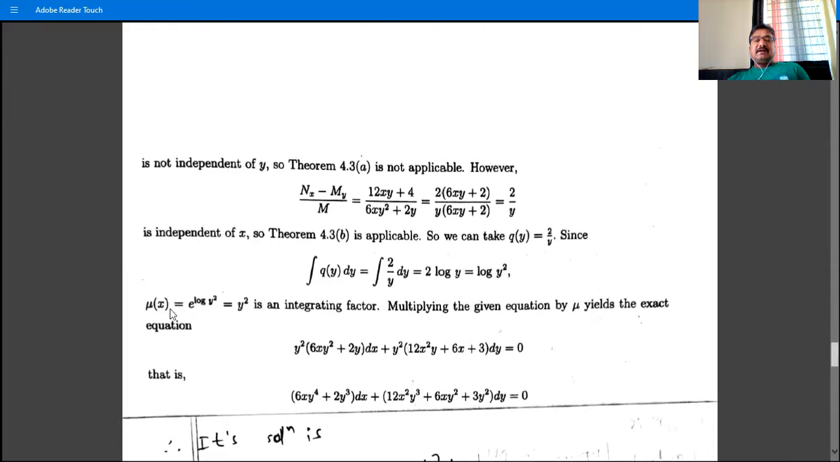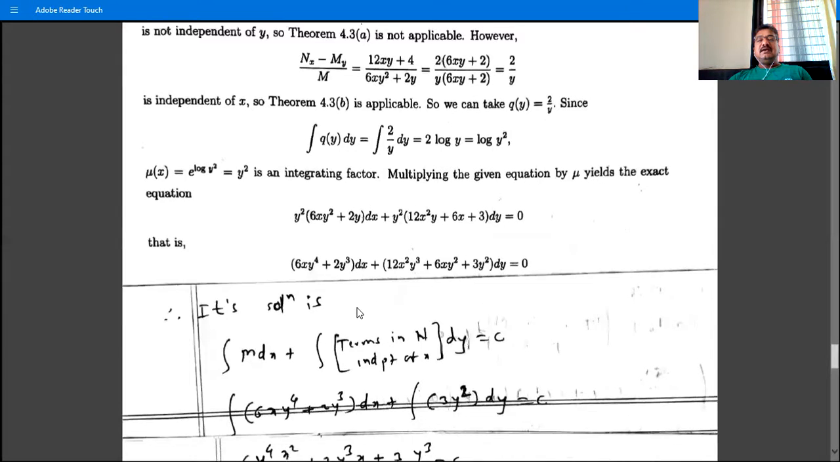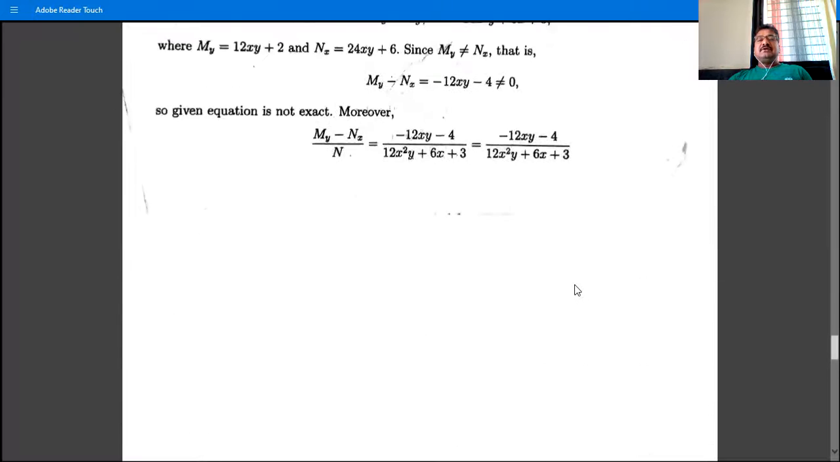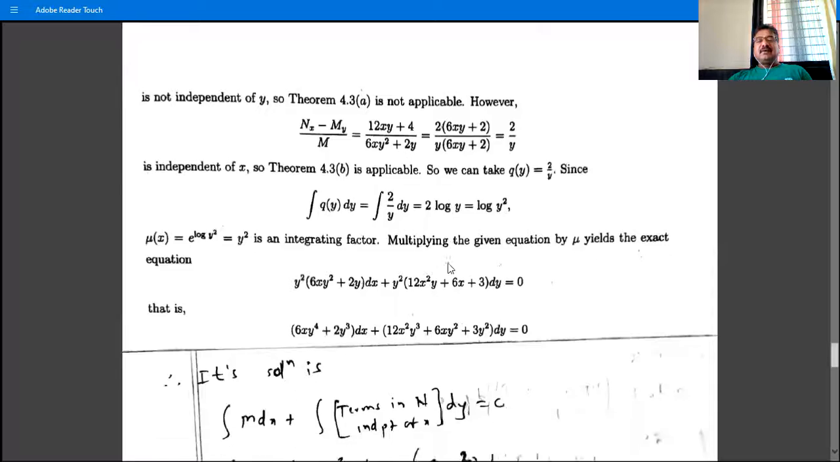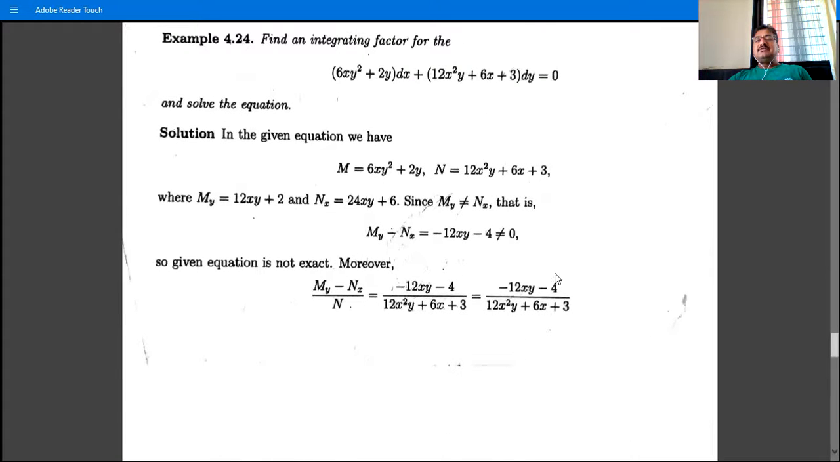So the integrating factor is denoted by mu or mu x or any notation. It is not actually mu x or mu y, so don't write mu x or mu y as the notation. Write just I.F., integrating factor, is e raised to the integration of Q(y) dy, that is e raised to log y square. The exponential function and the logarithmic function are reciprocal inverses of each other, and therefore they get cancelled. And so we have y square as the integrating factor. So multiplying the given differential equation by y square, we have this.